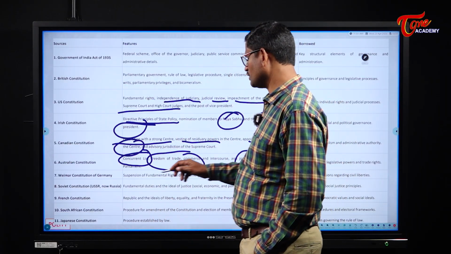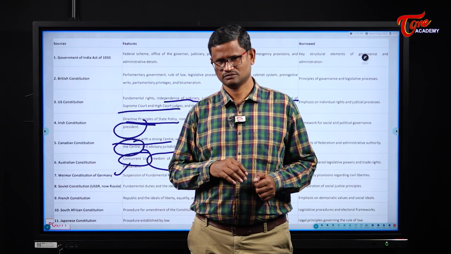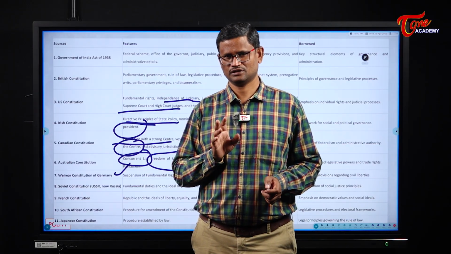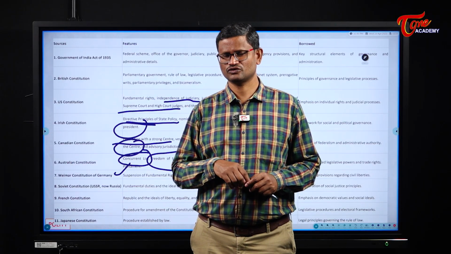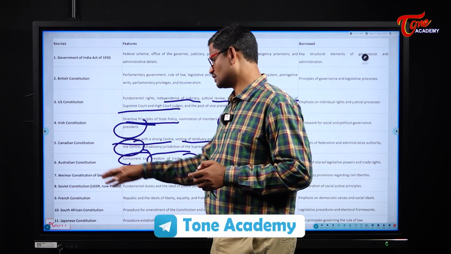Then when it comes to the Weimar Constitution of Germany, when national emergency is in operation, fundamental rights can be suspended. So the suspension of fundamental rights when national emergency is in operation, this idea is borrowed from the German Constitution.